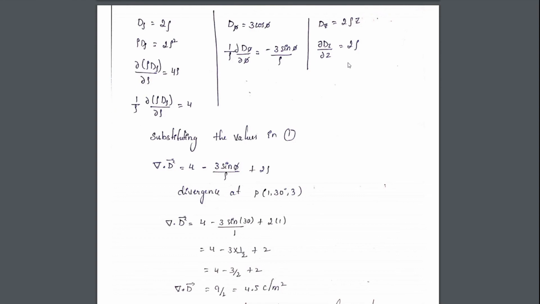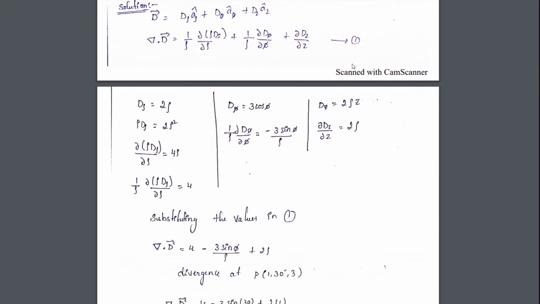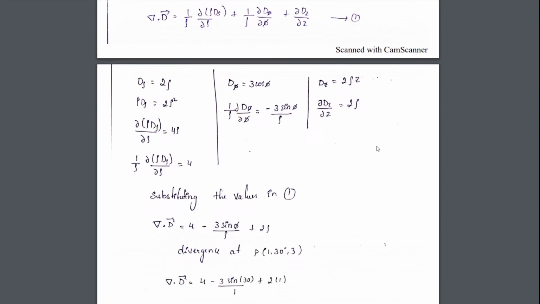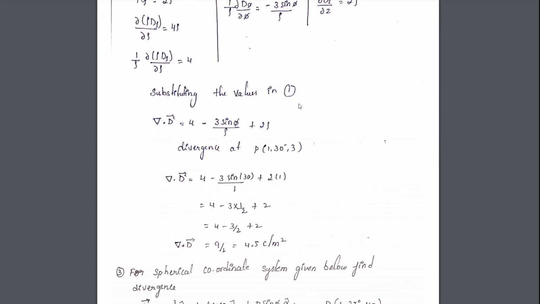So each term is differentiated according to equation 1, not normal differentiation. Don't differentiate D rho, D phi, Dz directly with respect to rho, phi, z. This is not Cartesian, this is cylindrical form. According to the formula, you need to differentiate, whether it is multiplied or divided by anything. After doing it according to the equation, substitute everything back in equation 1 and you will get the divergence.